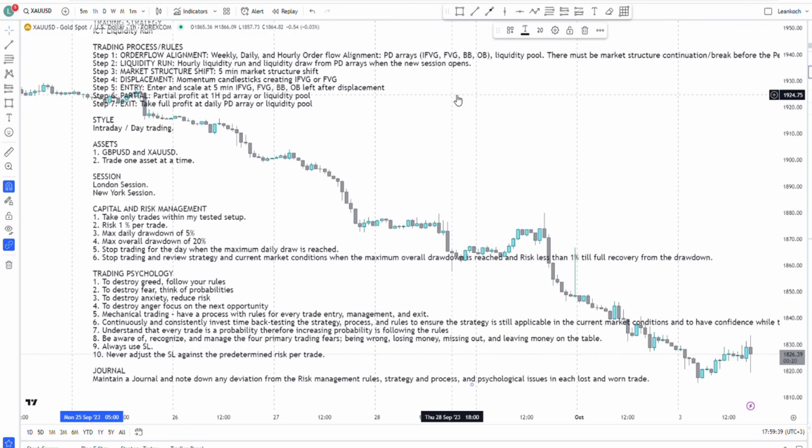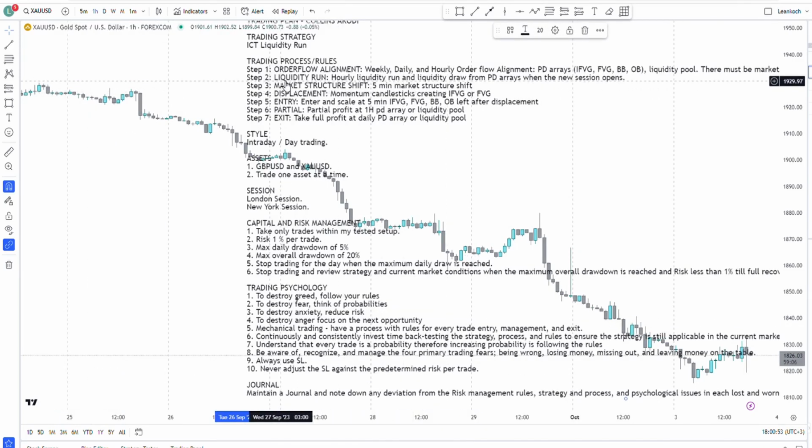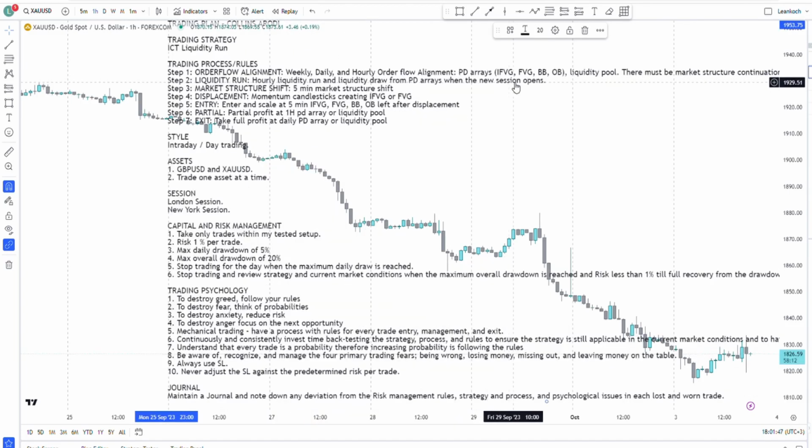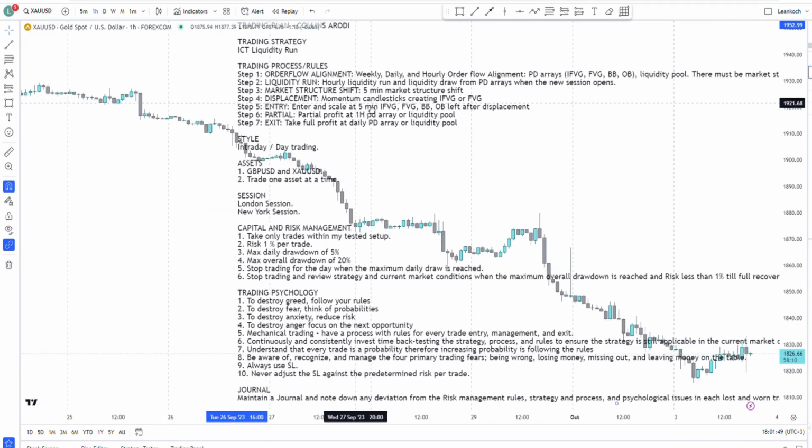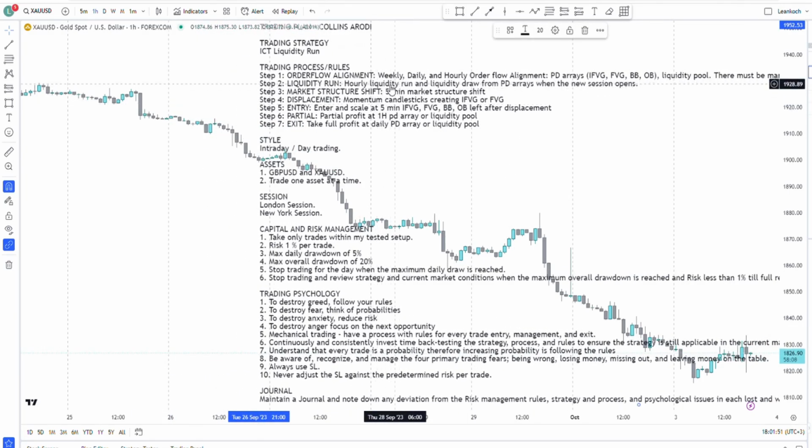So these are the first things that I identify across multiple time frames. The direction of the trend or the order flow is determined by how price is respecting or violating these PD arrays. But then the second step is a liquidity run just before the new session opens. So I'm going to demonstrate this when we go to the chart, and I'm going to look at one example so that you can understand that.